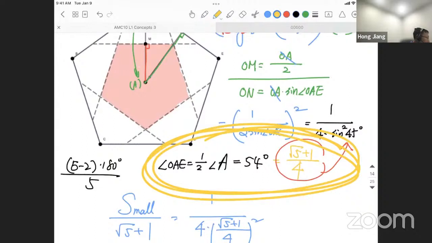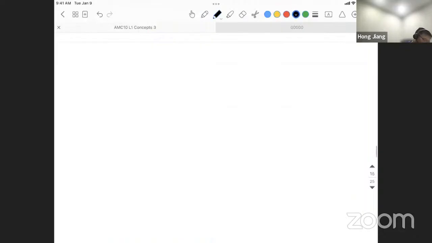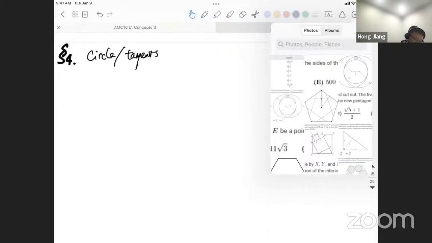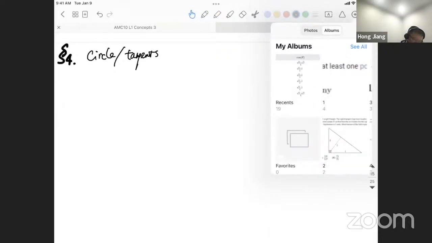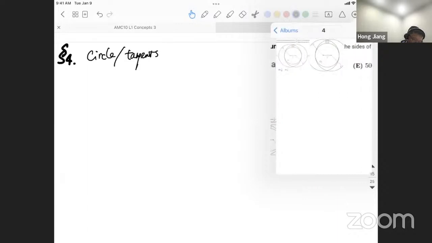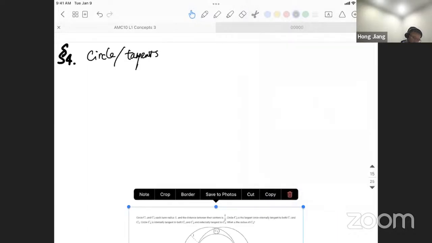Okay. If all good, let's go to our last category. The last category is more like circles, tangents, these kinds of things. As long as you see a circle or a tangent, you're going to use all of this. Also, I'm going to give you an example. I also want to give you some very number 4. Yes. There you go. That's a question.